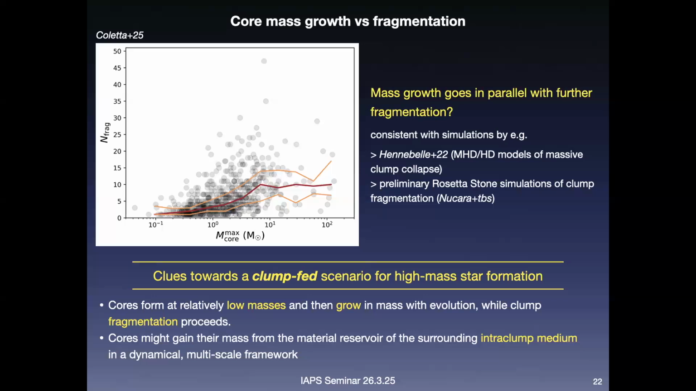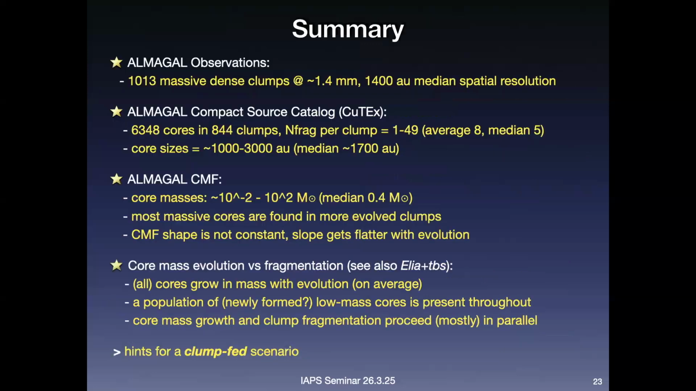More generally speaking, the cores probably gain their mass mostly from the reservoir available in the inter-clump medium, so in the parental clamp, since they show basically parallel growth of mass across the whole core population, and this depicts and confirms a possible dynamical and multi-scale framework for the fragmentation and the massive star formation process in the clamps. So I'm going almost to stop here.